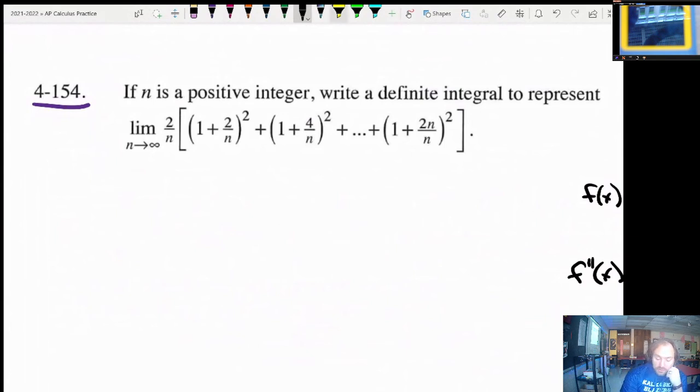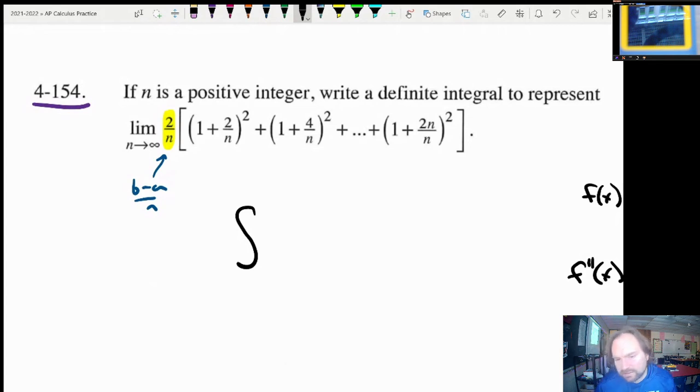So first thing I noticed right away is we have 2 over n out in front here. That's going to be kind of the b minus a over n part, or the width of each one of these rectangles that we're adding all together. And so what you know is that your integral that we're eventually going to write, whatever numbers go on a and b, they have to be 2 spaces apart because it's a 2 right there.